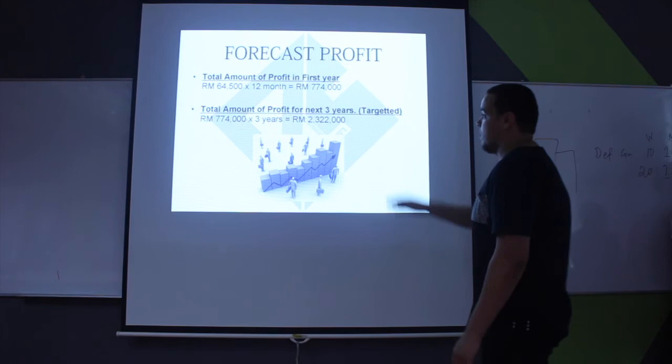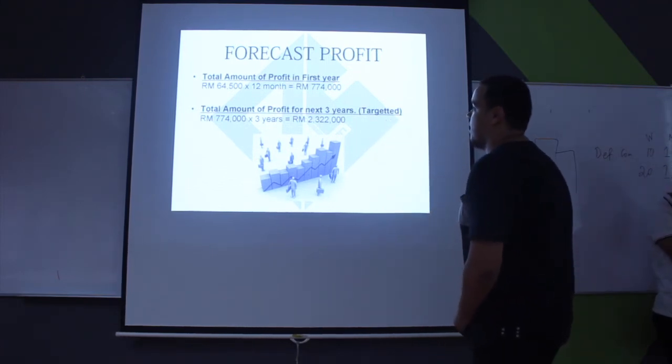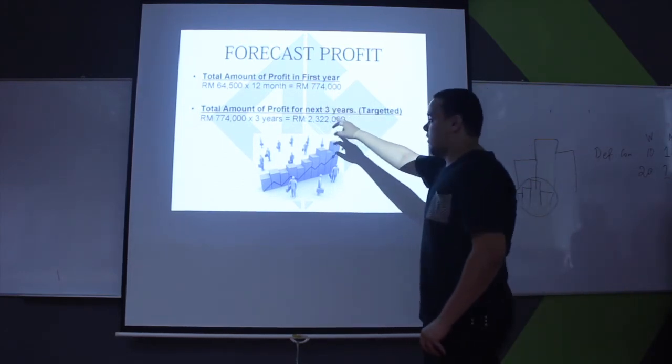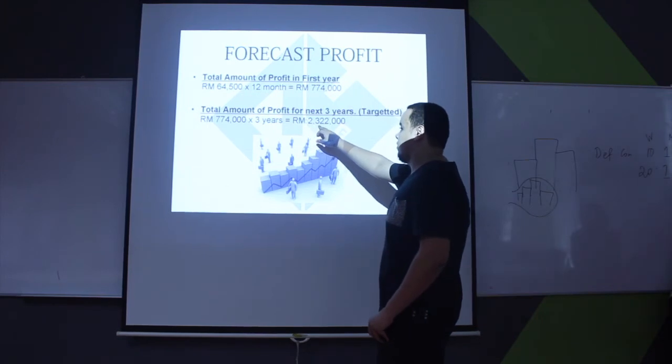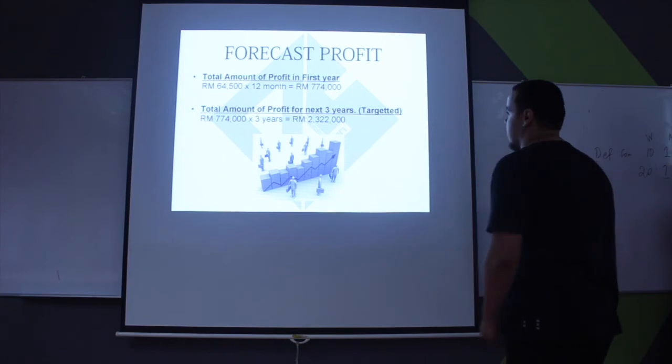And now I'm going to talk about the total amount of profit from the first year, 64,500, times by 12 months, we earned 774,000 ringgit, times by the next 3 years is 2,322,000 ringgit. Now I'm going to pass to my friend Cody to talk about the company.